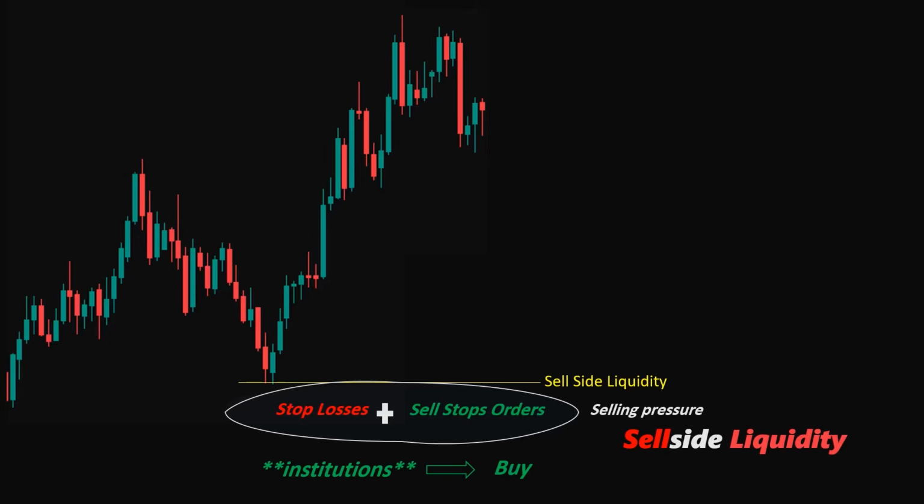Grasping the concept of buy-side and sell-side liquidity is a total game changer. It reveals where the smart money is targeting orders and how they manipulate price to fill their positions. Once you understand how the big players operate, you stop reacting and start anticipating the market's next move with precision.